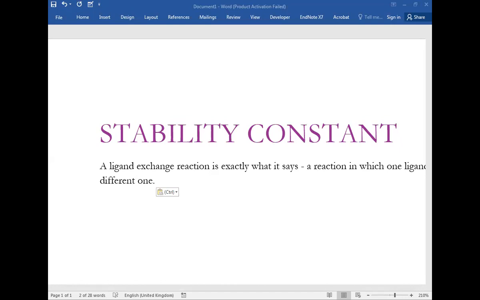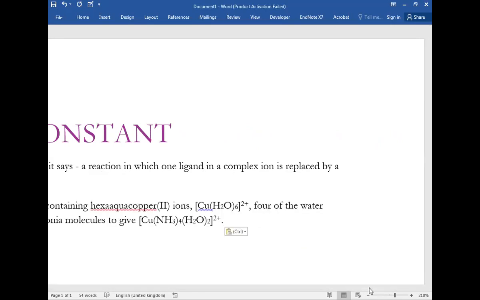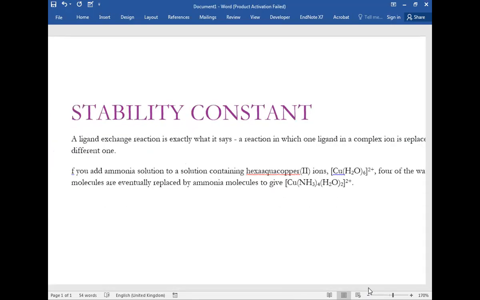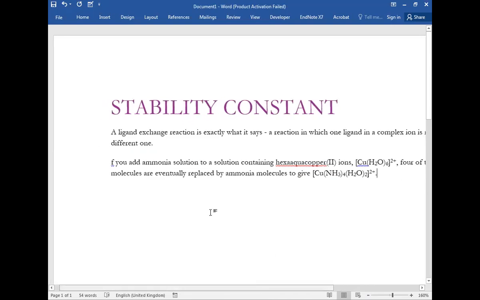When this is happening, what is basically happening? Let's take the example, a very basic example of copper, because we often do that example. Okay, bachcho. So what happens when I add ammonia in excess to a copper solution? What happens?